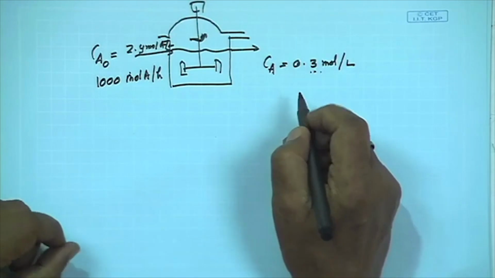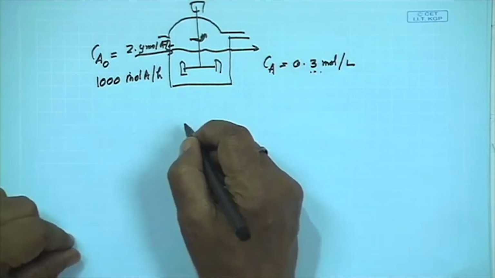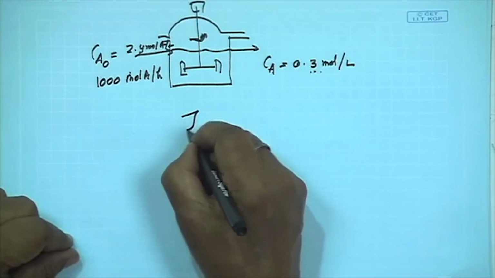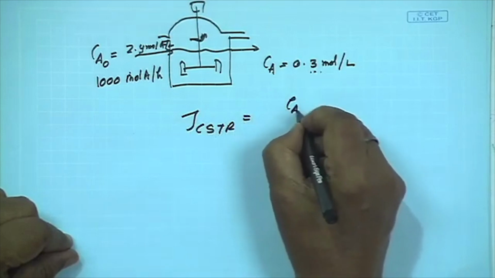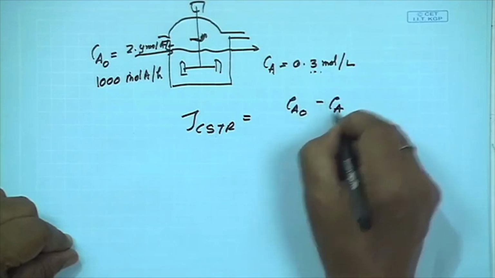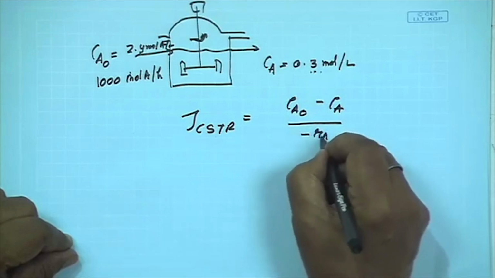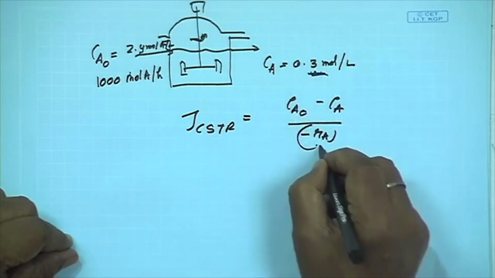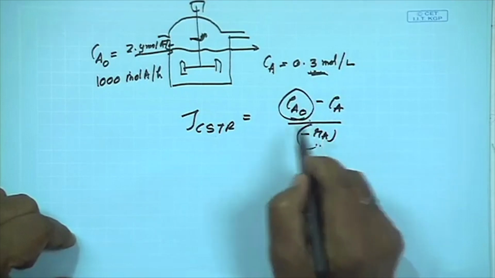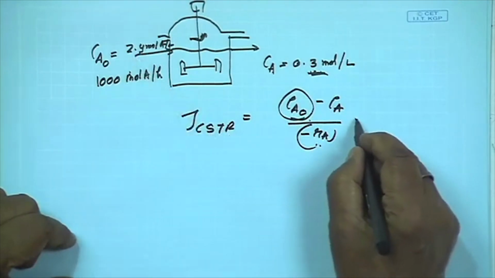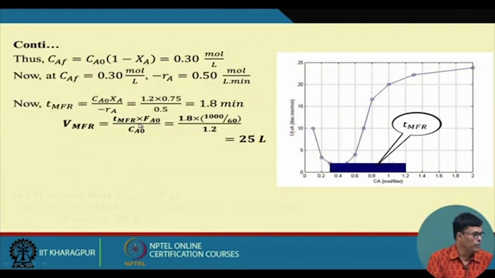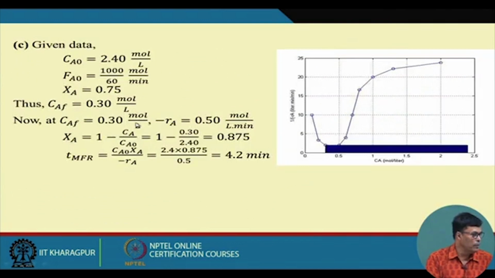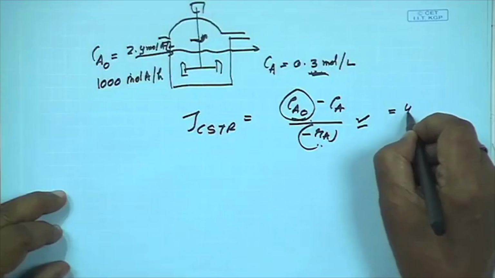Then how can we calculate? We can easily do that, like tau CSTR is equal to (Ca0 minus Ca) by minus Ra. This is the same, this is 0.3. So, you do not have to change this, only Ca0 has been changed, it is 2.4. So, you can easily calculate the value of this. Now, I can show you that this value is coming to about 4.2 minutes.